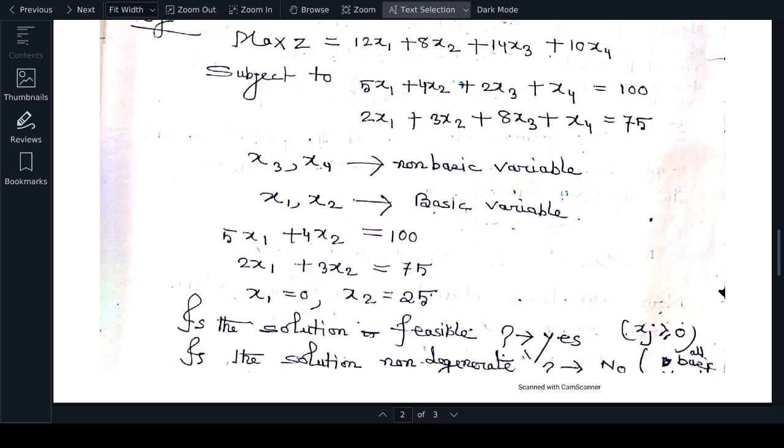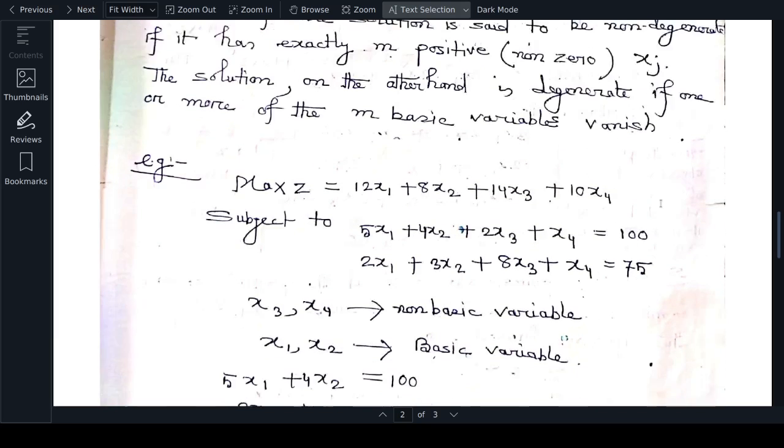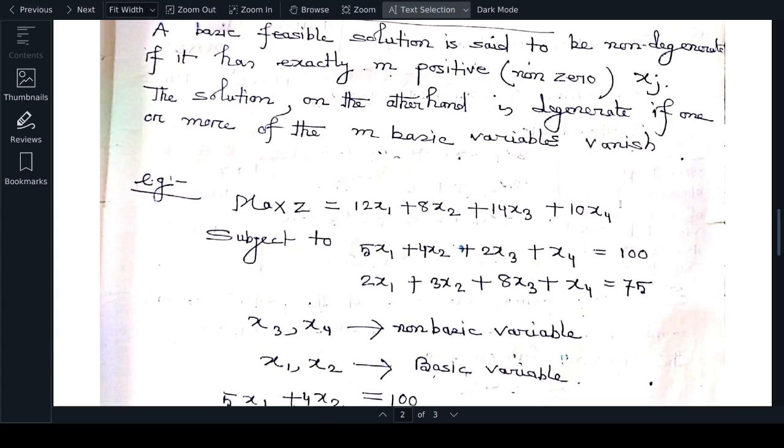Why does this give us a basic feasible solution? Because the x1 value and x2 value are non-negative, meaning greater than or equal to 0. And does this give us a non-degenerate or degenerate basic feasible solution? Sir, degenerate. This gives us a degenerate basic feasible solution.